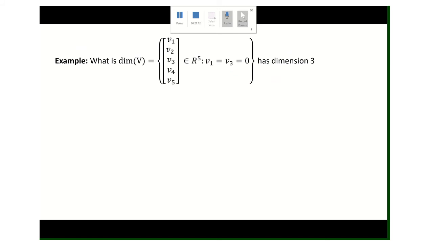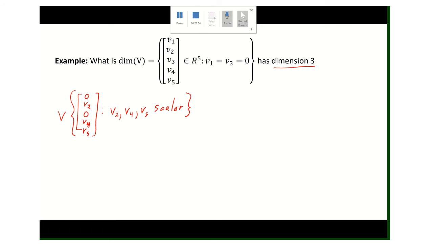As another example, here's another subspace. What is the dimension of this? I'll give away the answer, that has dimension 3, but why? Well, what does this look like? This is a subspace where it has 5 numbers, but it says that v1 and v3 are 0. So this is a subspace that looks like this: 0, v2, 0, v4, and v5, where v2, v4, and v5 are scalars. That's what v looks like.